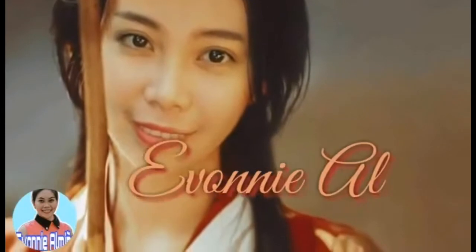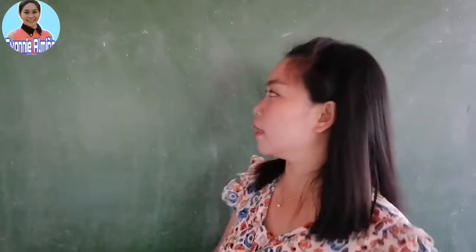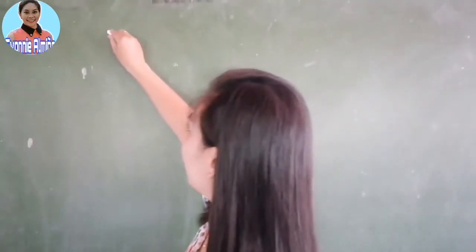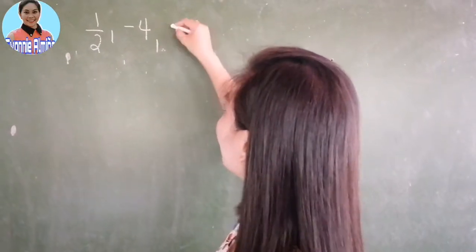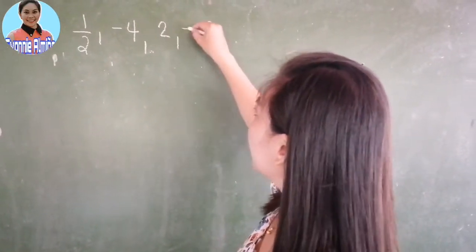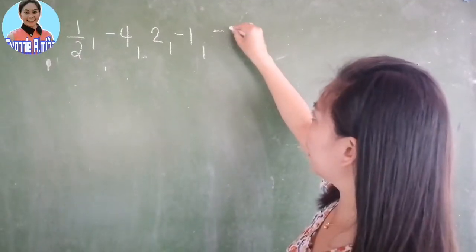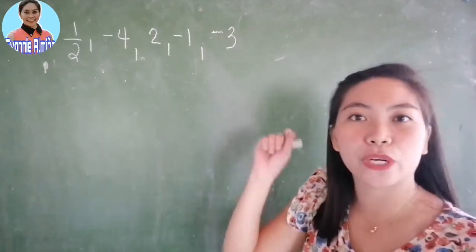We coming home tonight. Let's have another example. So, let's create a polynomial equation from these given roots. So, you have 1/2, negative 4, 2, negative 1, and negative 3. So, how many roots do we have? Of course, we have 5 roots.